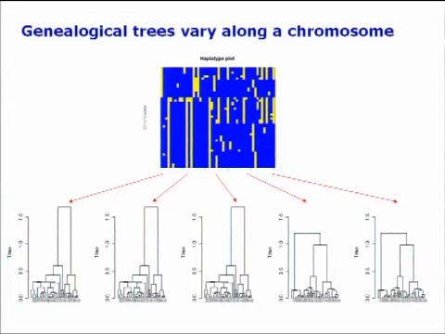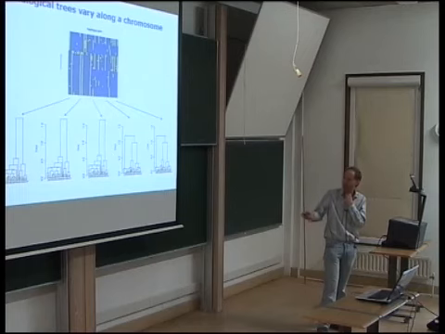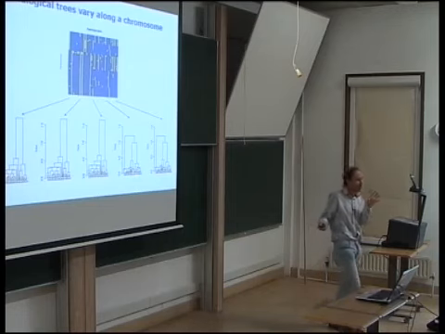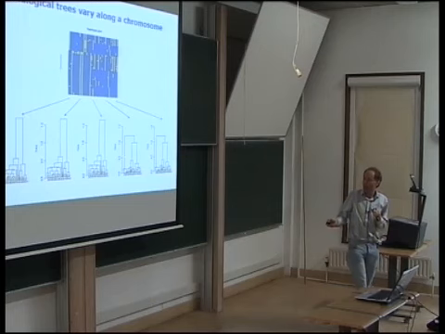For example, here's the tree at the start, there's the tree at the end, but those trees can change as you move along the sequence. In fact, what's happening here is that we've got the same tree, same tree, same tree, and then it suddenly shifts because in the middle of this region there's a recombination hotspot.